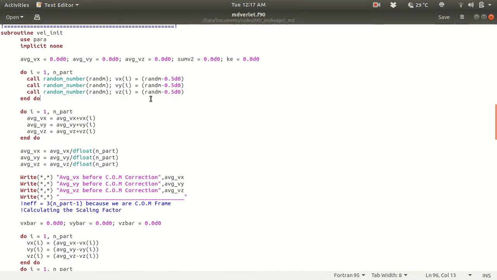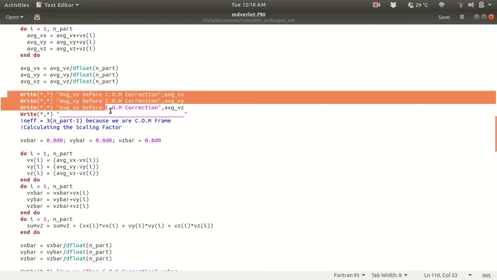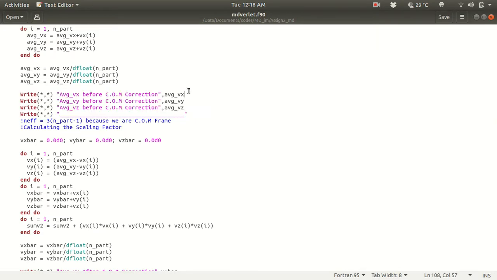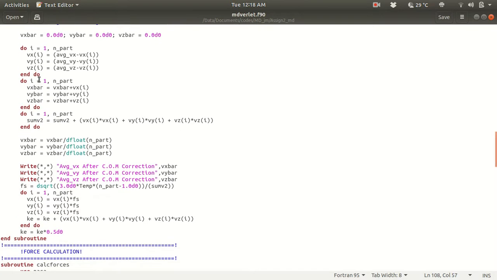From this velocity I have to subtract these average values, so that the center of mass velocity becomes 0. And so now, if you see when I run the program, this average velocity Vx, Vy, Vz will be of the order of 10 to the power minus 1, 2, 3, something like that. But we have to make that almost equal to 0, because we have to be in the center of mass frame.